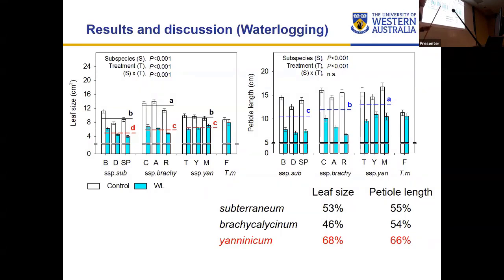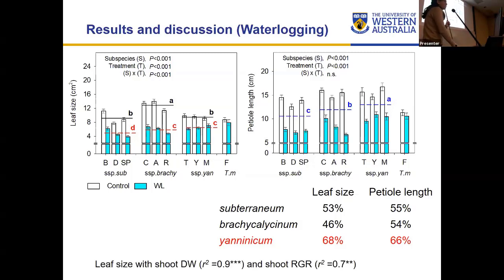Also, the increased proportion of leaf biomass above the ground enables Yanninicum to increase oxygen uptake, facilitating root aeration and greater exchange of gases between plants and the atmosphere through the increased number of open stomata in the large leaves. Therefore, leaf size had a strong positive correlation with both shoot dry weight and shoot relative growth rates.